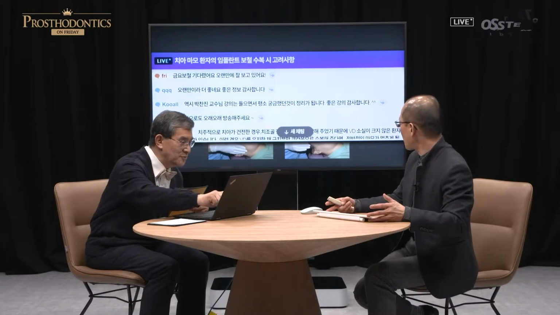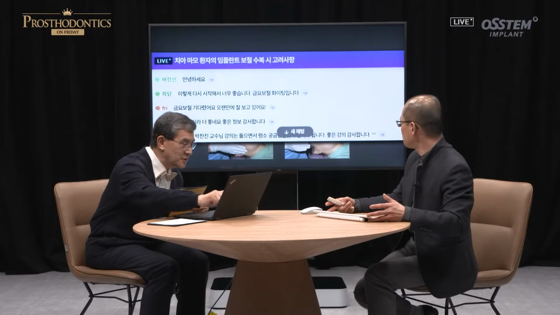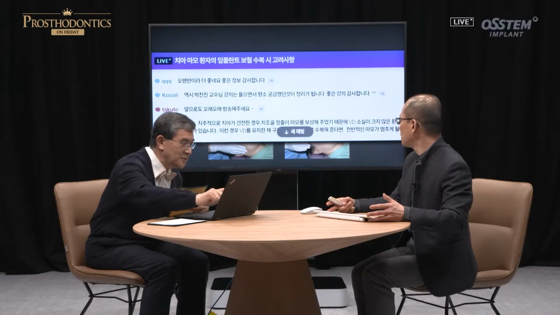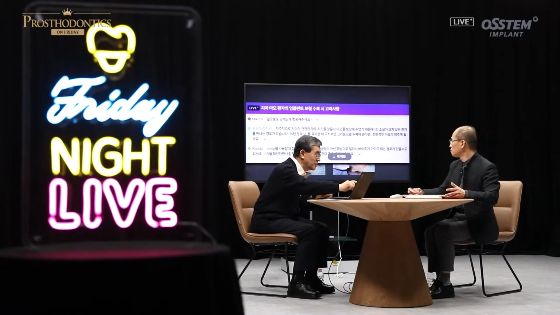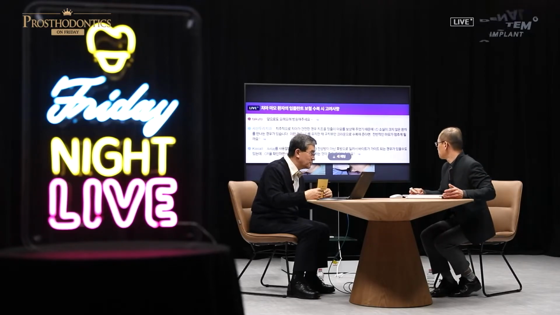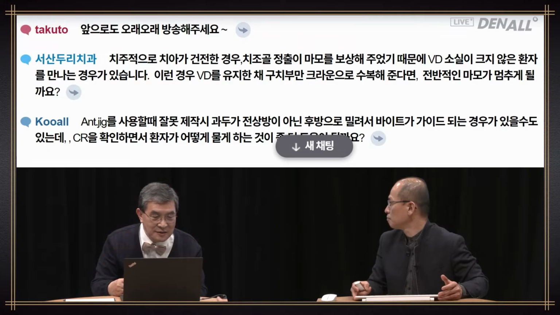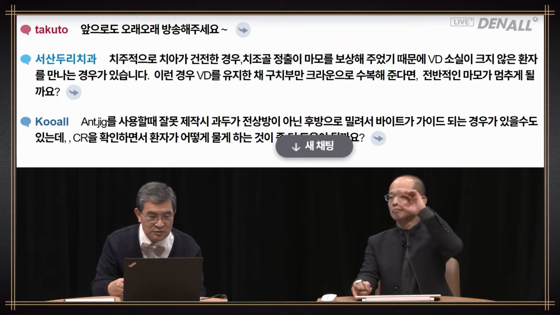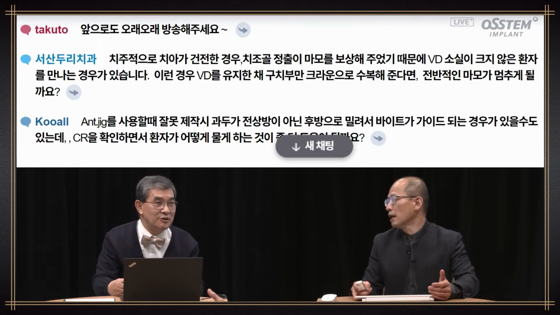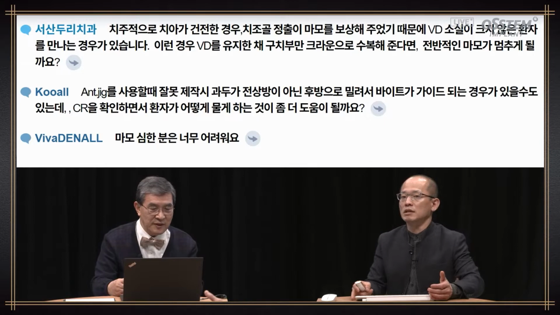Thank you. Then I think Duri Clinic and Friday, other people have all made comments. Another person said, please keep the series going. And there's another question here from Kuo. It says, when using the anterior jig, if you don't make it correctly, then it can be pushed toward the back side, guiding the bite that way. So in checking the CR, what is the best way for the patient to bite? I think the question is related to CR.